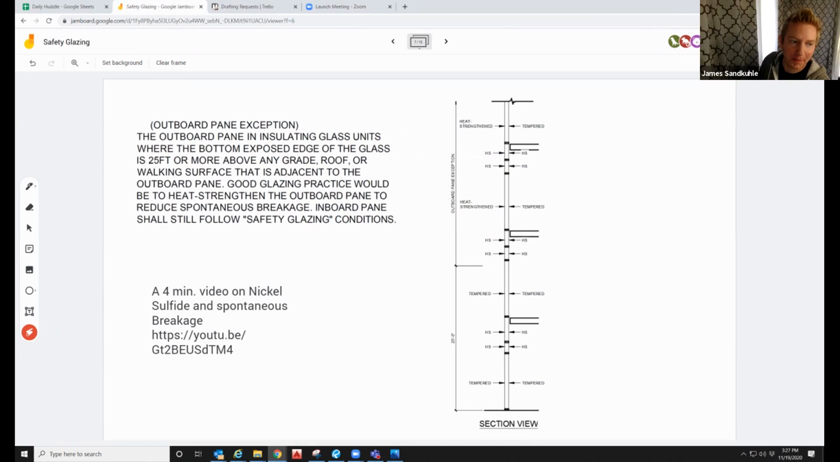All right. So with that, say for instance, you have an 8-story building. If you had a tempered piece of glass on the outboard side and it does happen to spontaneously break, the cascading effect could, if all of these are tempered, break all the other tempered pieces of glass as it falls. So it could be a very high cost to us. It could be a liability issue. So that was written into the code as an exception to not tempering the outboard pane.